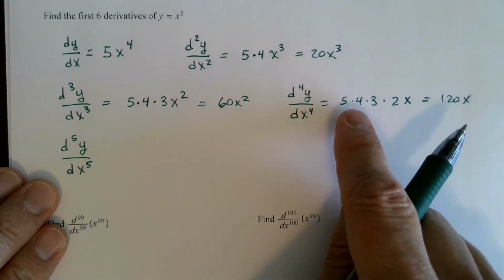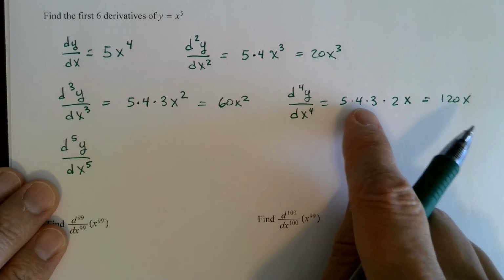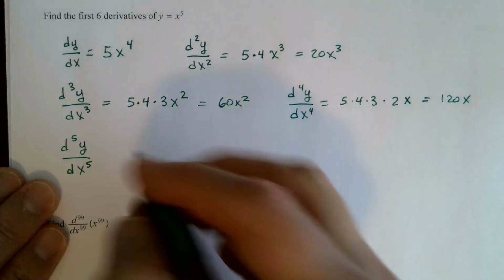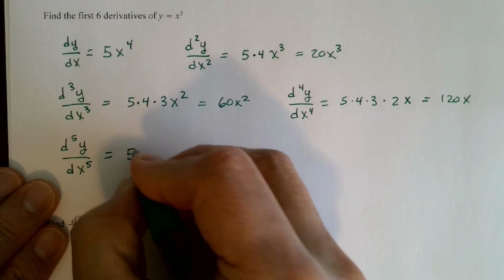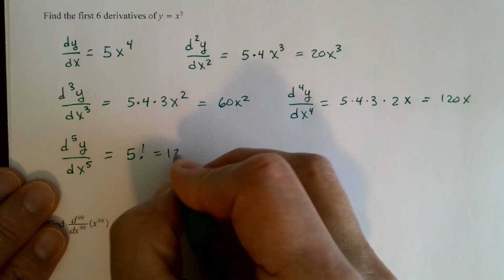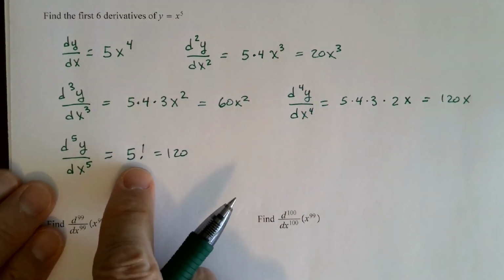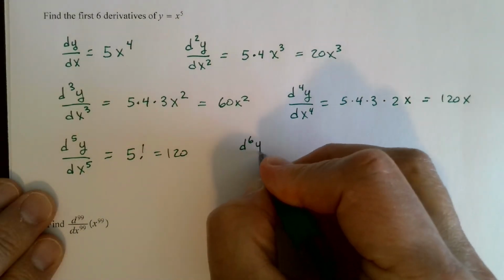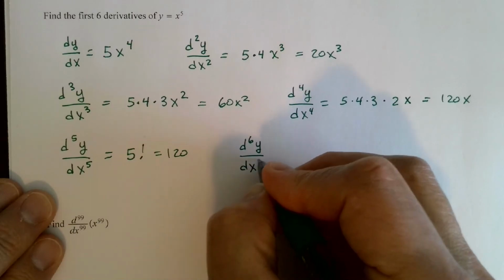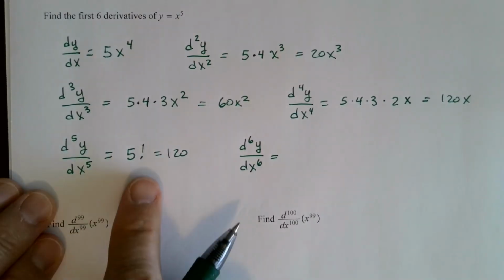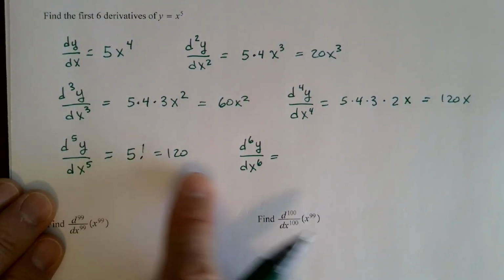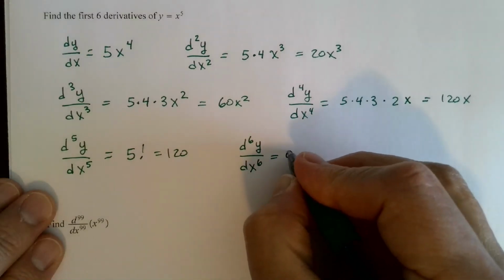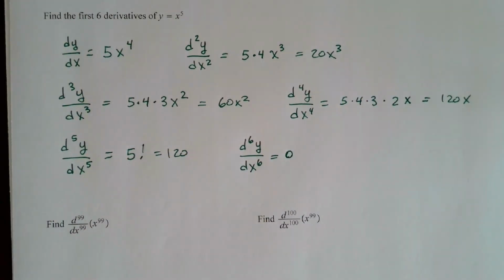But another way of writing 120 is what? 5 times 4 times 3 times 2. I can stick a 1 in there. It's 5 factorial. Okay, that is 120, by the way. But 5 factorial. What's the sixth derivative? What's this? A constant. What's the derivative of any constant? 0. Okay.